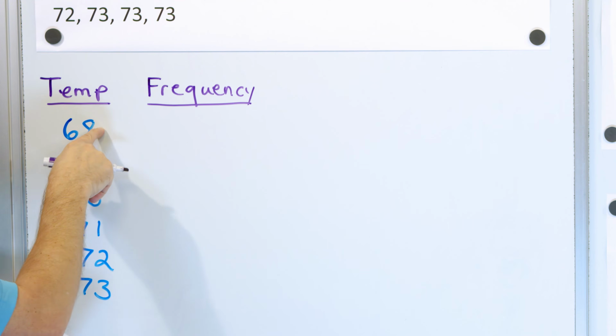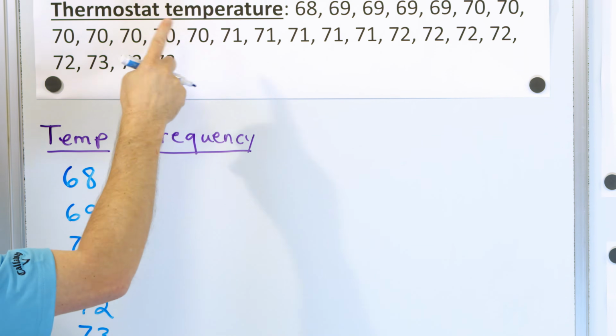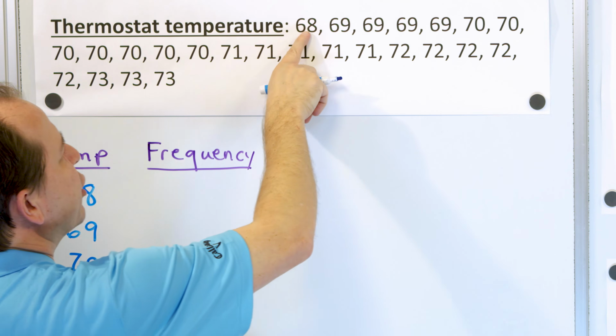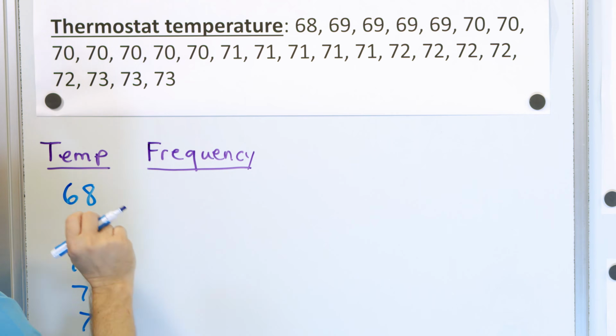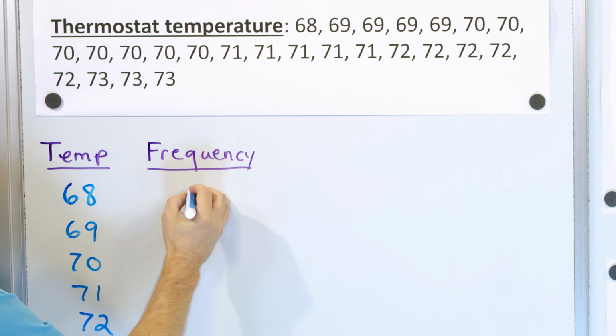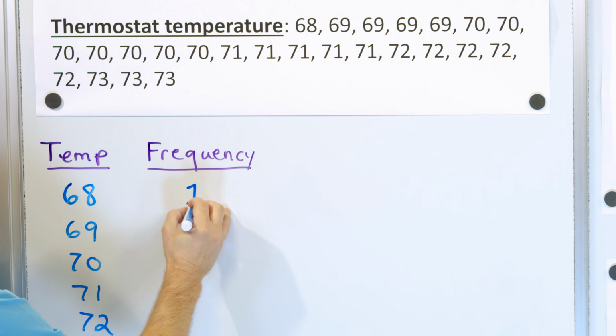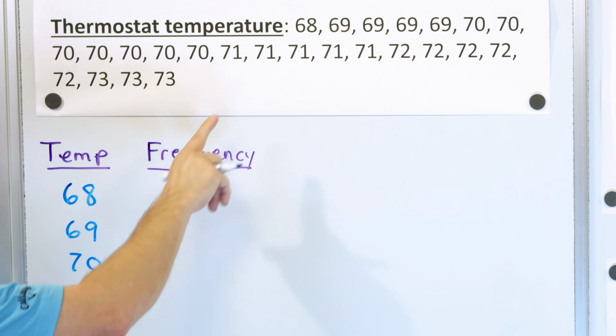So we look at the data here in the table here. 68 degrees only occurs one time. Only one person answered that. Very low frequency. Low means it doesn't happen very often. Only one person. So under the frequency column, you're going to put down how many times that occurred. How many times that answer happened. And it only happened one time.